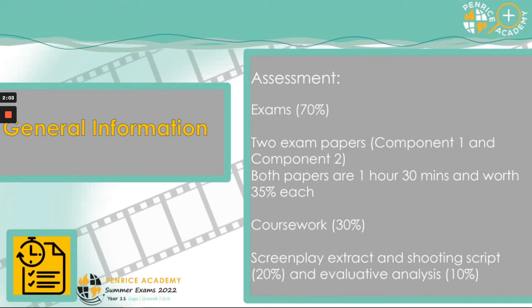Now, in terms of how the course is assessed, there are two exam papers that are sat called Component 1 and Component 2. Both of these exams or components are worth 35% each of the final GCSE grade for film studies, and both exams are 1 hour and 30 minutes in duration. So 70% of the final GCSE grade is based on these two papers combined. The remaining 30% of the qualification is achieved through the completion of coursework.